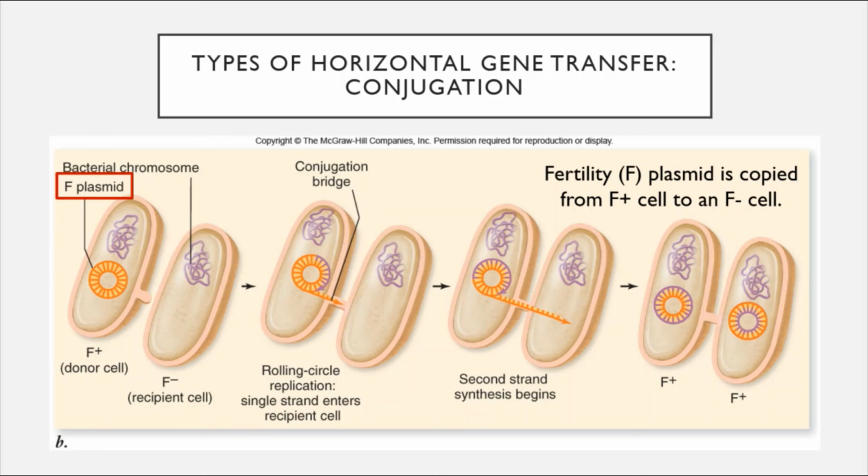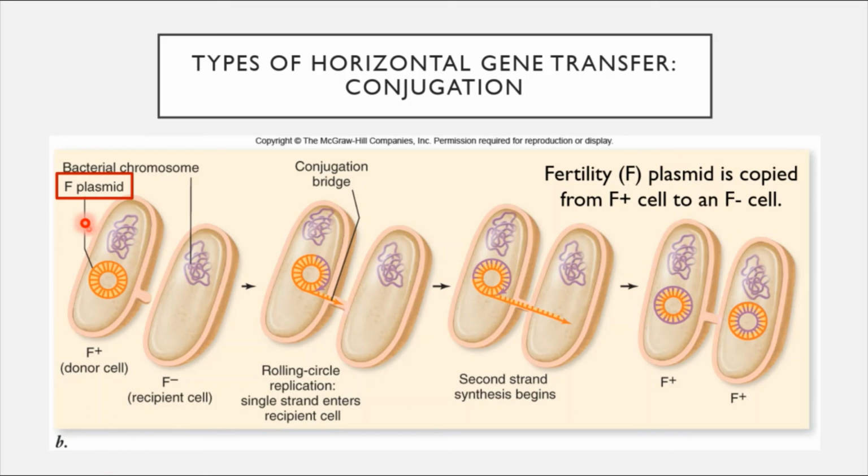Here we can see a diagram that shows conjugation in action in a higher level of detail. The plasmids that undergo conjugation are referred to as F plasmids, where F stands for fertility. They're called fertility plasmids because the fertility is referring to the way that the plasmid is able to transfer from one organism to another and therefore give genes to another organism.